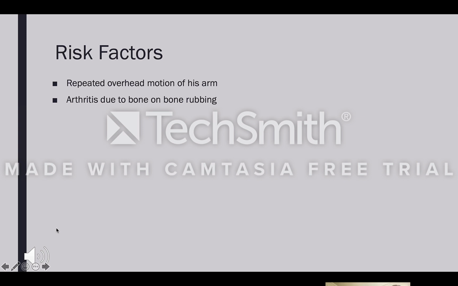We also looked over his risk factors. If he has repeated overhead motion of his arms, such as when playing tennis and serving, that is considered a risk factor. He can also get arthritis due to the bone-on-bone rubbing, and also his family history of arthritis are risk factors.